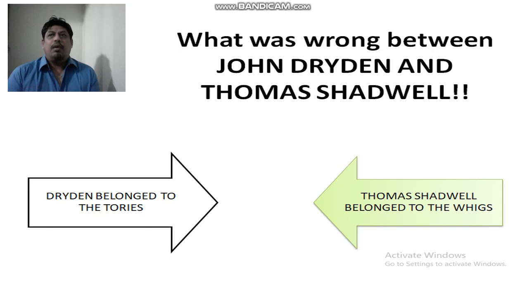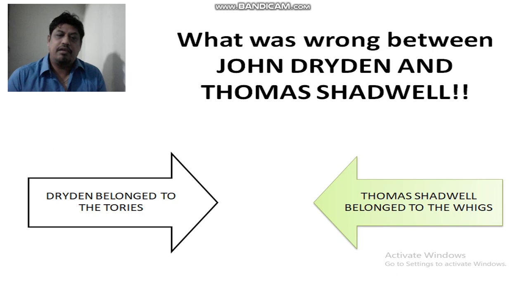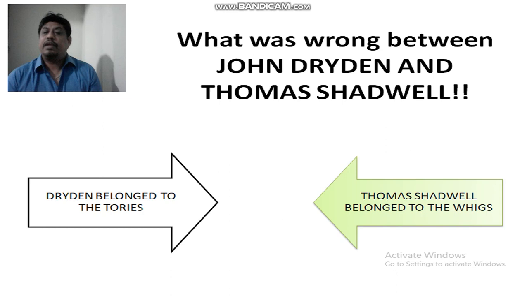Now, this particular poem, the portrait of Shadwell, is a direct attack by John Dryden on Thomas Shadwell. They both were court poets in the court, but why did Dryden have to attack Thomas Shadwell? To understand this, you'll have to understand that during the restoration period, the political scenario was such that it was divided into two parts.